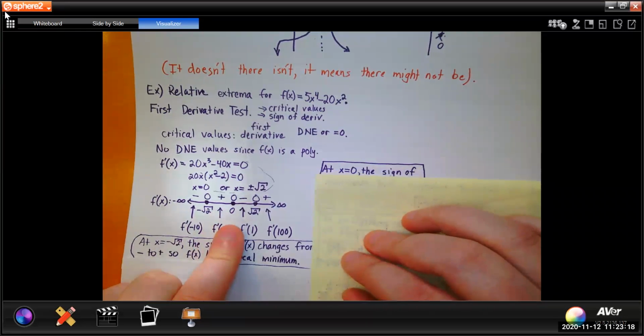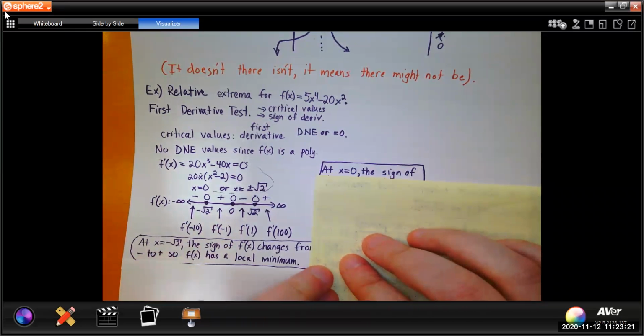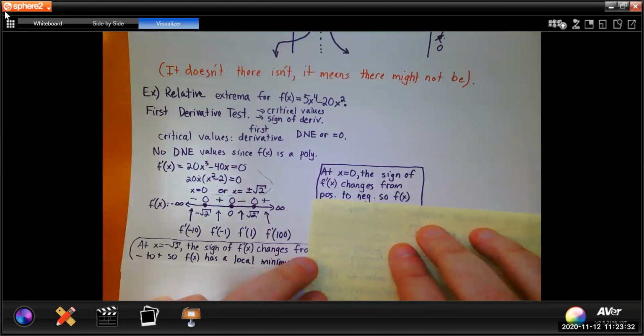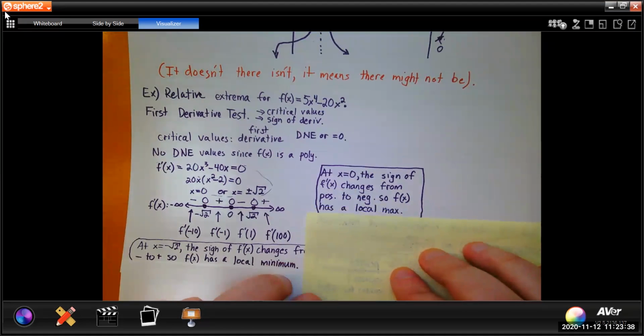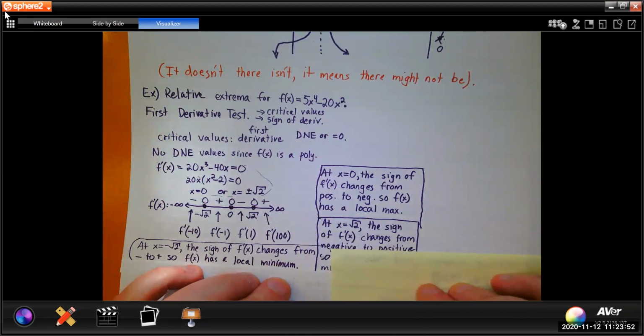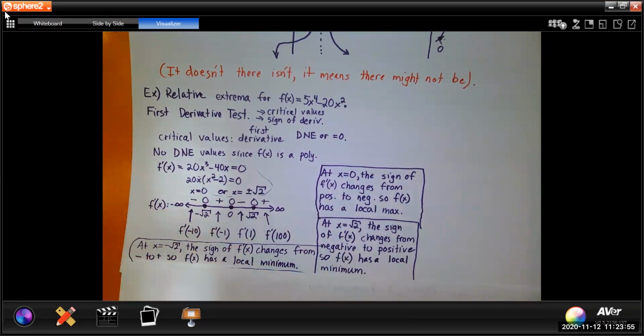Then we move on to 0. And we look at x equals 0. What's the sign of the first derivative doing? Well, it's changing again. But it's not changing the same way as at negative root 2. This time it's changing from positive to negative. When f prime changes sign from positive to negative, f has a local maximum. And we have another sign change, this time at positive root 2. At positive root 2, the sign of f prime changes from negative to positive. So f has a local minimum at x equals positive root 2.